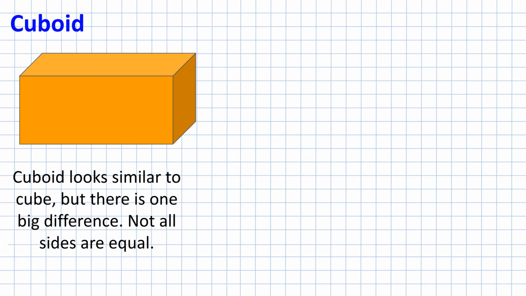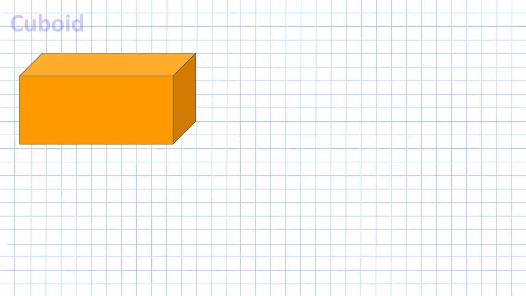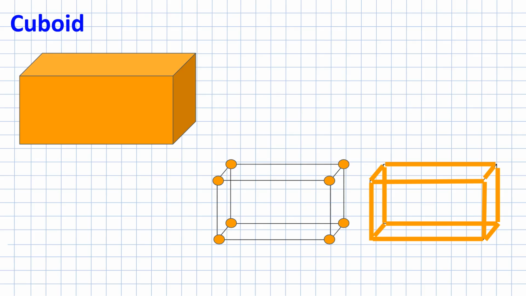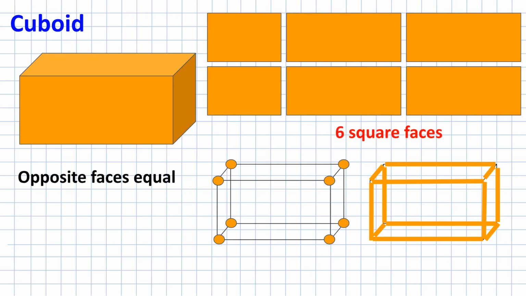Next is the cuboid. It looks similar to a cube, but its major difference is that not all sides are equal. Cuboids are also found in common objects, such as books, shoe packs, and refrigerators. A cuboid has 6 rectangular faces, where opposite faces are equal. It has 8 vertices and 12 edges, same as a cube.